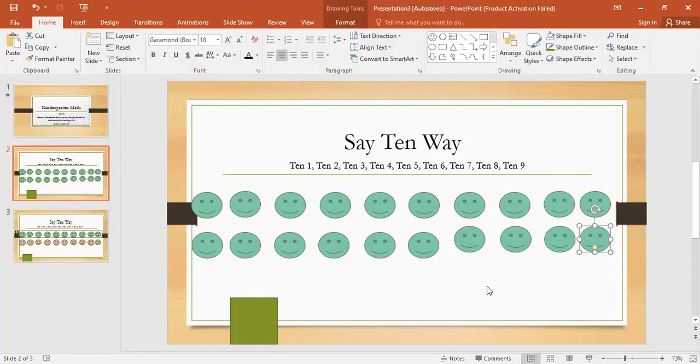So we are going to say 2, 10, because now we have 2 groups of 10. So when we get to the number 20, we say 2, 10. Say that with me. 2, 10.